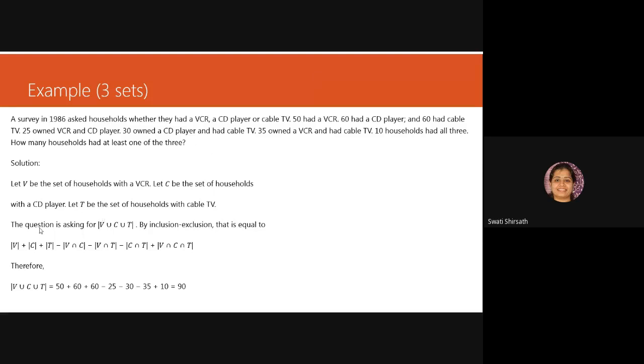Okay, so here the values are given. VCR is given. Now VCR intersection CD player is 25. Then the intersection of CD player and cable TV is 30. And the intersection of VCR and cable TV is 35. And the intersection of all three is 10. Okay, straightforward. And you have to put the values in the formula and you will get the answer as 90.